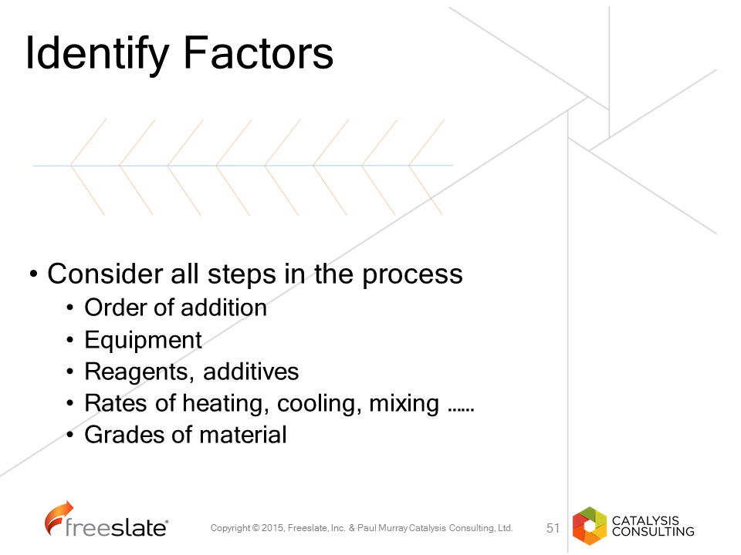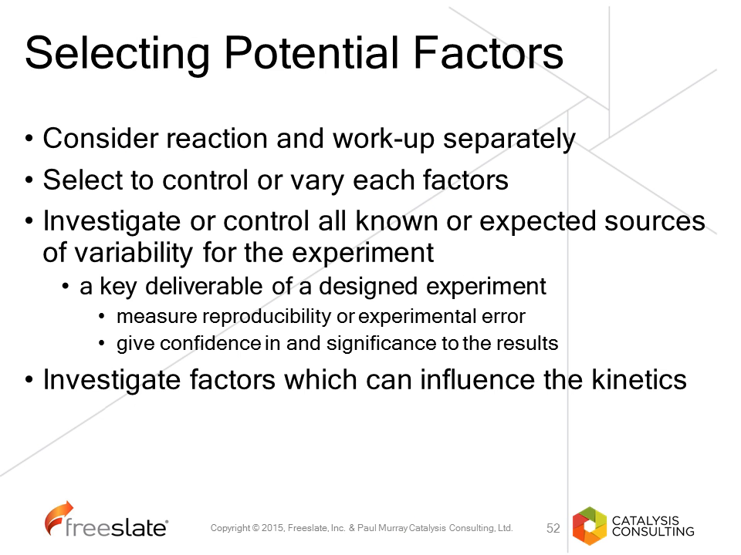How do I select my factors? You select the potential factors by considering the reaction and the workup separately. You think of all of the factors, and having identified them, you either control or vary them. You should investigate or control all factors which are likely to or are possibly likely to cause variability in the experiment. You can choose to fix something at a set point. You don't have to investigate it if you don't wish to. But if you don't control or investigate the factors, you will have poor reproducibility.